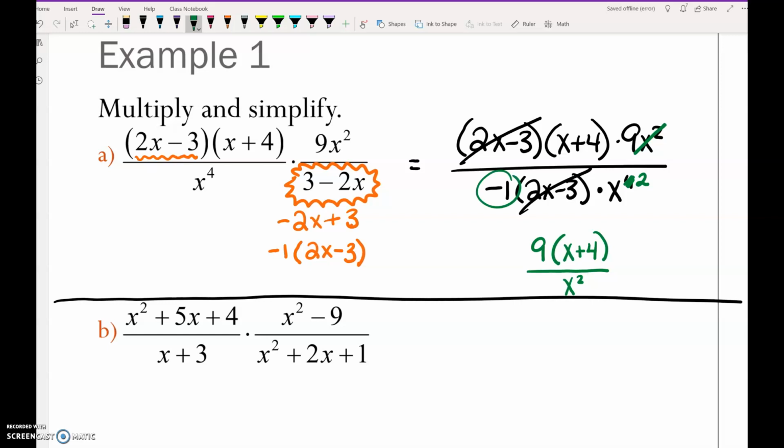This negative 1 is tricky. If you have one factor of negative 1 somewhere in the fraction, it doesn't matter where it is. It can be on the top, it can be on the bottom, it does not matter. It's best to just stick it on the top.